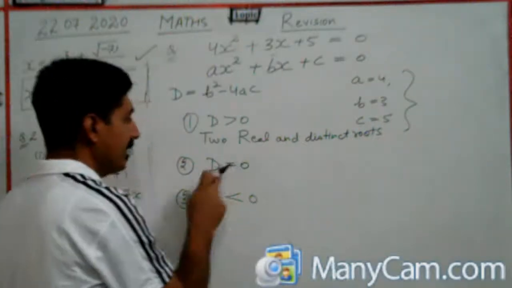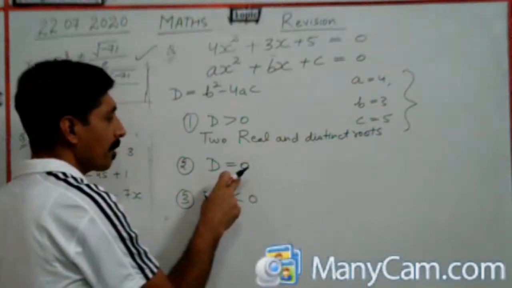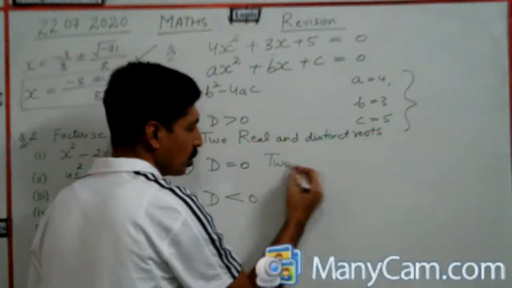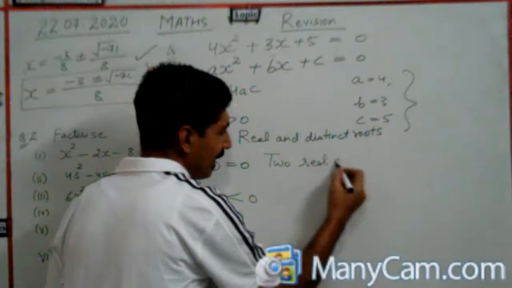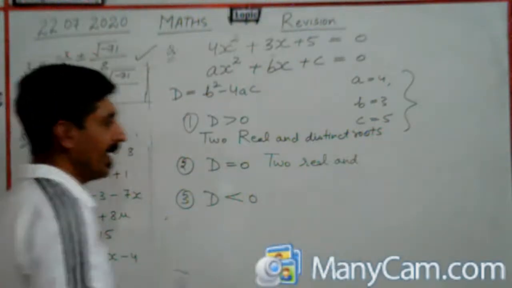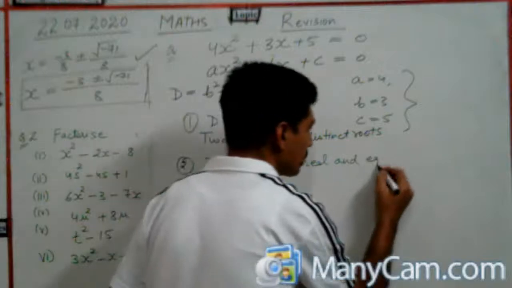Second, when D is equal to 0, it means two real and equal roots.